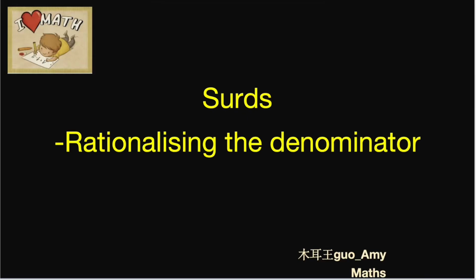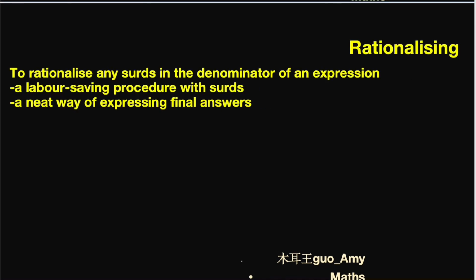In this video, we are going to look at how to rationalize the denominator. Let's get started. To rationalize any surds in the denominator of an expression is a labor-saving procedure with surds, and also it is a neat way of expressing final answers.